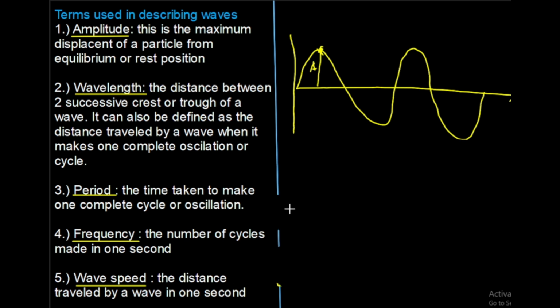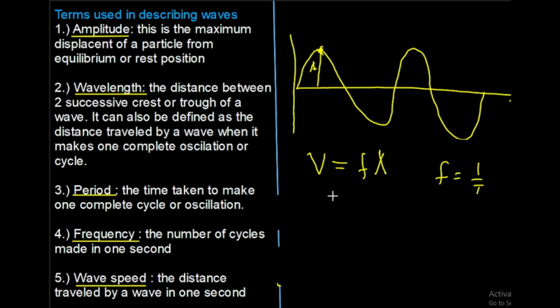Now we also have what we call the wave speed. The wave speed is simply the distance traveled by a wave in 1 second, and its symbol is V. Wave speed is measured in meters per second. Mathematically, the wave speed is equal to frequency times wavelength. But do not forget, frequency is also equal to 1 over period.